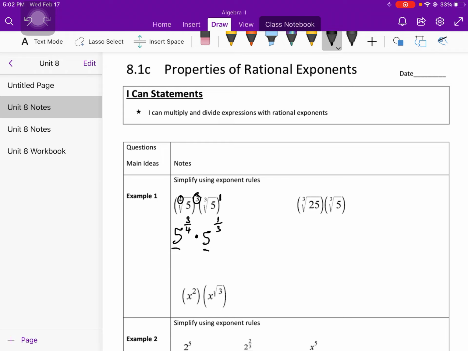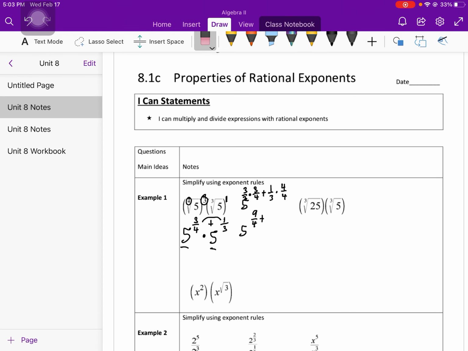Now that we have the same base, we actually can combine them. Using exponent rules, same base, we are going to add those two numbers together. So this is going to be 5 to the 3/4 plus 1/3. Now the work that comes in here is you have to add 3/4 with 1/3, so you need a common denominator. So we're going to multiply this one by 3/3 and this one by 4/4.